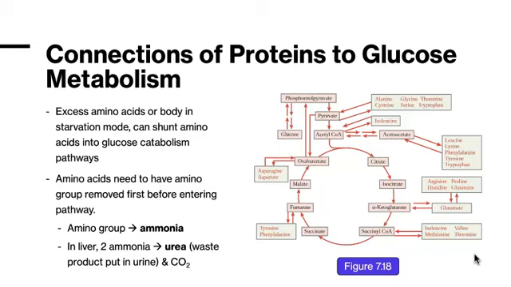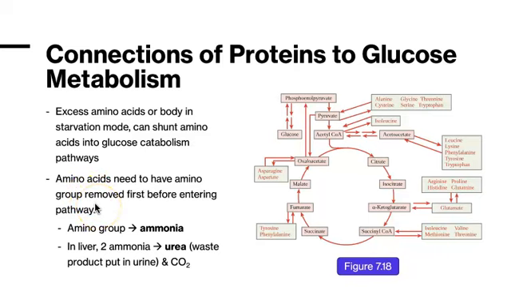Now let's talk about the connections of proteins to glucose metabolism. When we have excess amino acids or our body starts to go into starvation mode, we can shunt amino acids into our glucose catabolic pathways. Now this isn't something we want to do. Usually we're going to use our amino acids in order to make new proteins within our body, but like we said, if we have an excess amount or we have no other sources of fuel, we will have to take that amino acid and remove the amino group, and then it can enter the pathway.